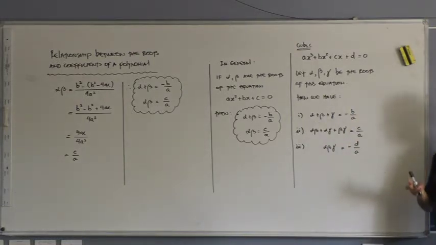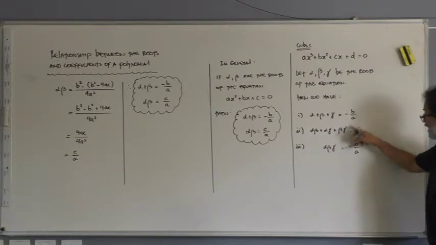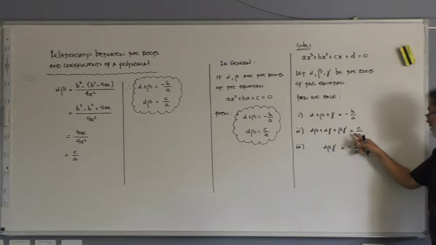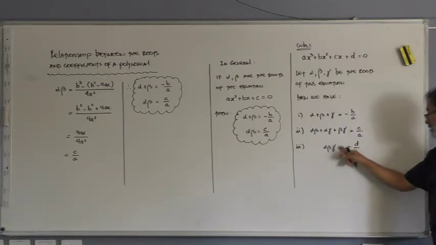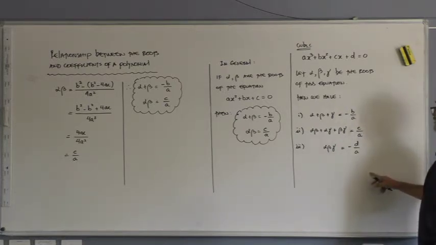So we're going to have alpha, beta, gamma, and delta. If you add them all together, the answer is going to be minus b on a. When you take them in pairs, you're going to have the same thing. Then we're going to take them three at a time, like this. I'm going to write it down, and we're going to follow exactly the same pattern.